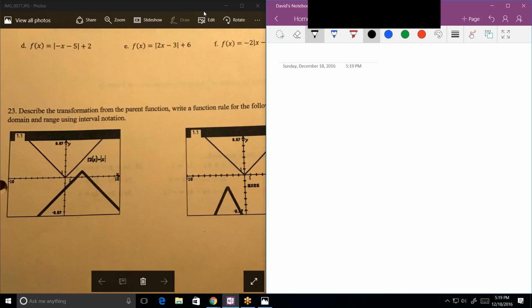And what was the -3 again? So it'd be a horizontal shrink, and then it would be a shift. Always horizontal. Yeah, shift right 3. And then what's the +6 do? Up 6. Okay.